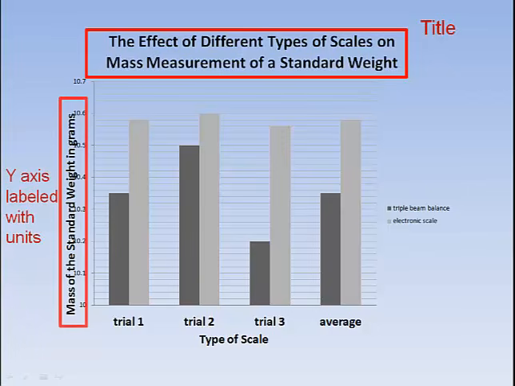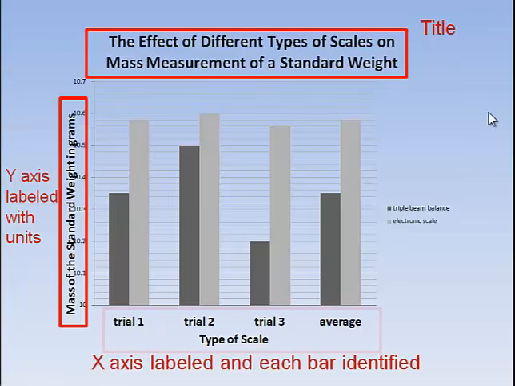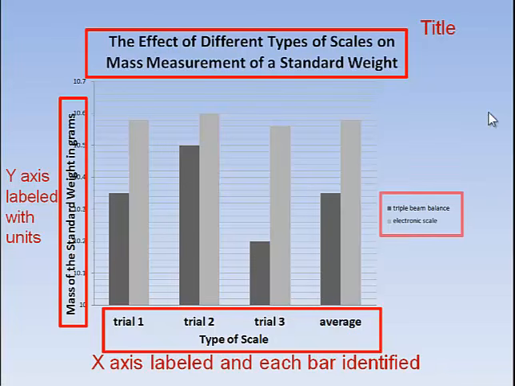Right, here's our DV, and we have it on the y-axis, and we also have our units, in this case in grams. Here's our IV, it's on the x-axis, and because we have multiple trials, we're going to label each trial, trial 1, 2, and 3. We've included an average, but down here we've labeled the IV, which is type of scale. And over here, we've given a key so we can tell the different groups apart on our graph.